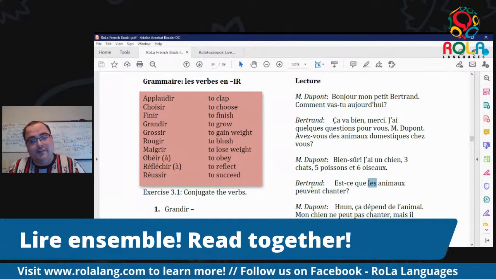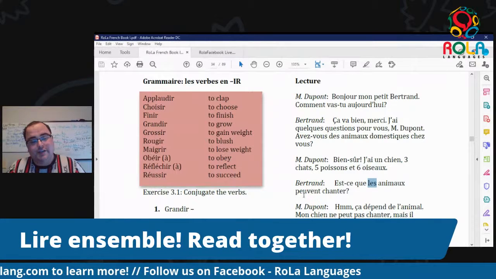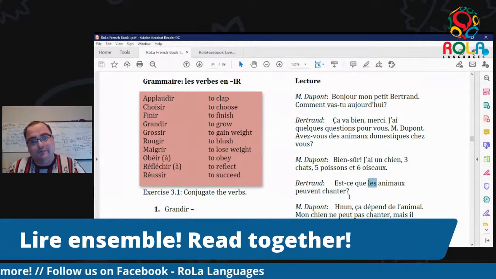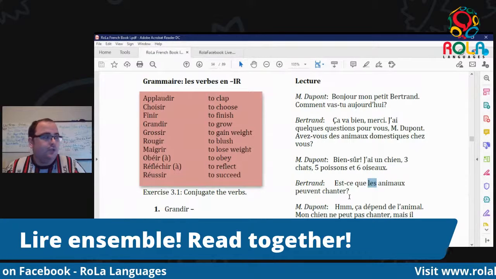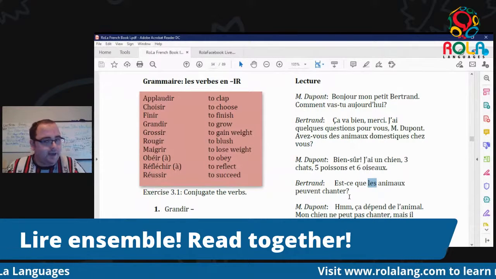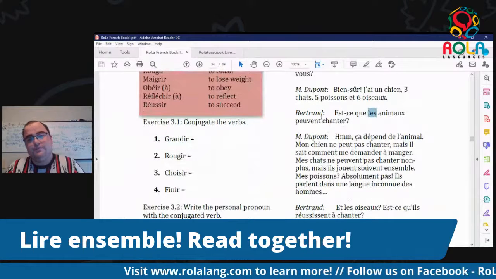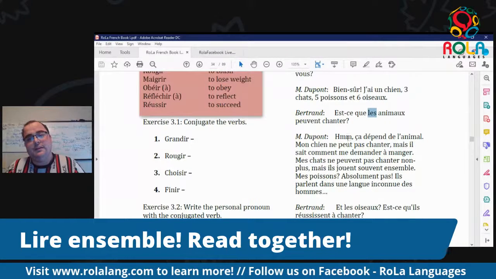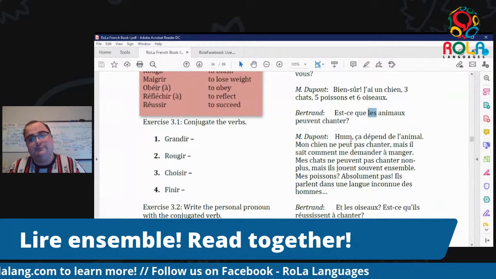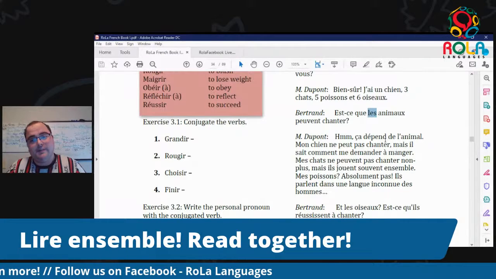It's in the infinitive because the first verb is always conjugated. The second verb is always put in the infinitive, just like we do in English. Do you like to sing, for example? Très bien. Monsieur Dupont replies, ça dépend de l'animal. That depends on the animal.